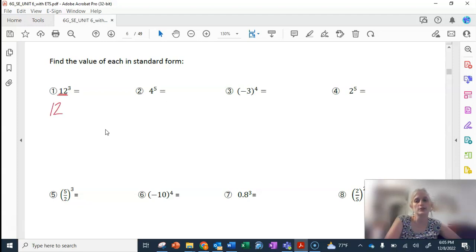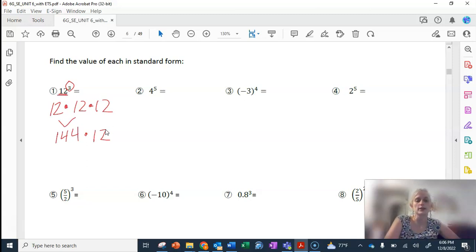So I'm only going to have 12s in this problem, and I'm going to have 3 of them. 12 times 12 times 12. 12 times 12 is 144. 144 times 12 is your answer. Let's do one with negatives.